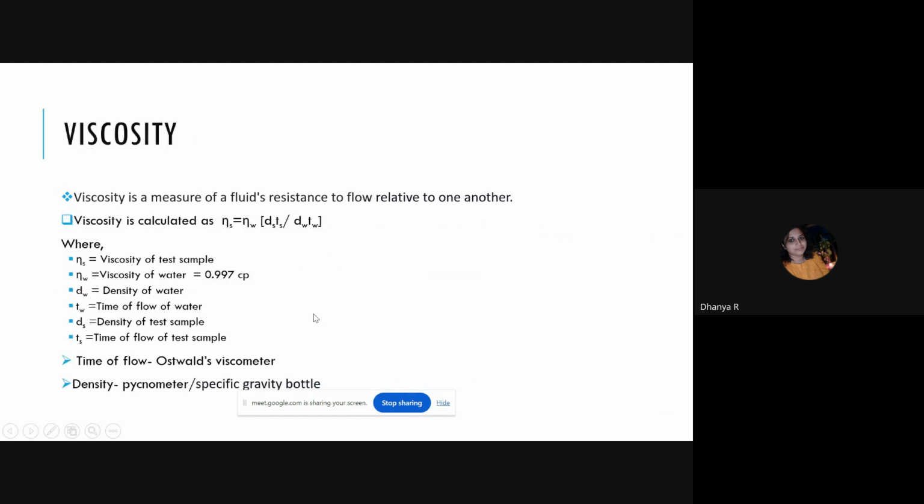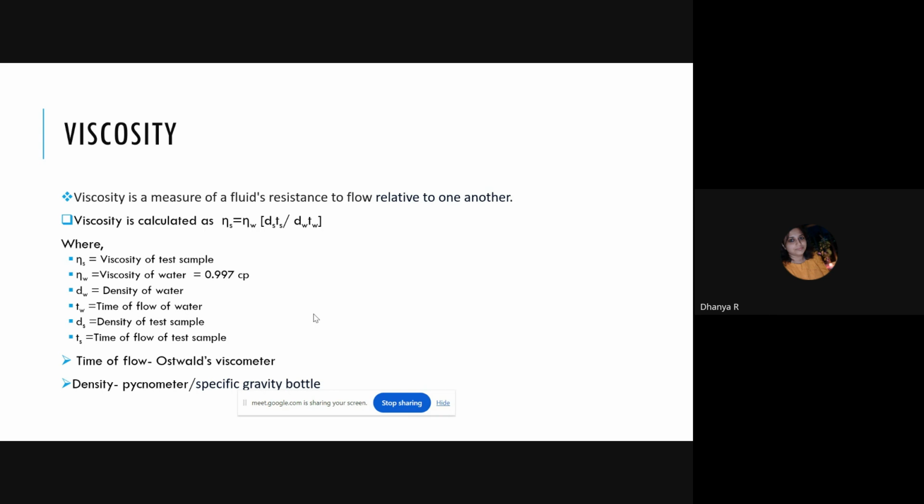Then coming to the next practical, viscosity. Viscosity is the measure of a fluid's resistance to flow relative to one another. Relative to, यहाँ पे हम relative to water लेंगे, यानी कि एक fluid उसके resistance of flow compared to the resistance of flow of distilled water, that is viscosity. So the equation for viscosity is eta of the sample. Viscosity is mentioned as eta.